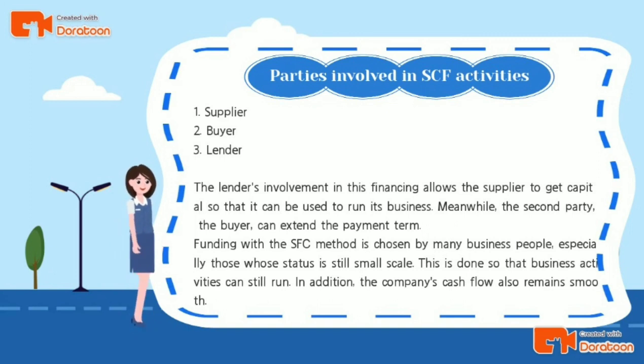In supply chain financing, the lender becomes an intermediary between the supplier and the buyer by purchasing the products from the supplier. The lender's involvement in this financing allows the supplier to get capital so that it can be used to run its business. Meanwhile, the second party, the buyer, can extend the payment term.